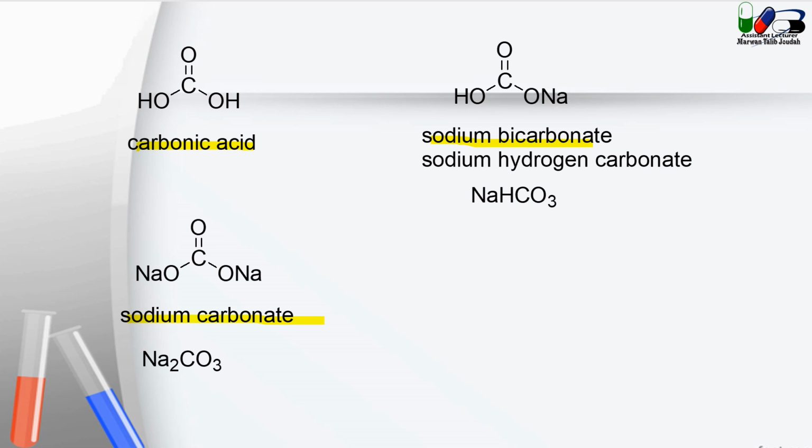If it reacts with sodium hydroxide, it gives us sodium bicarbonate, as shown on the right side. Then this molecule reacts with another portion of sodium hydroxide to give us sodium carbonate, which is Na2CO3. This is just like a salt of carboxylic acid.